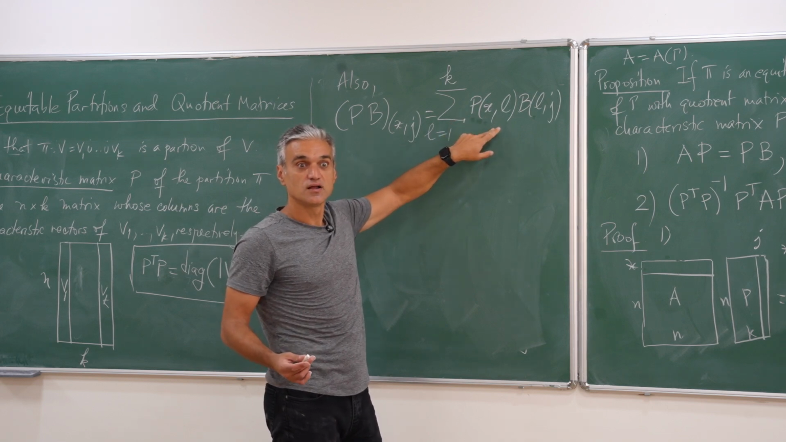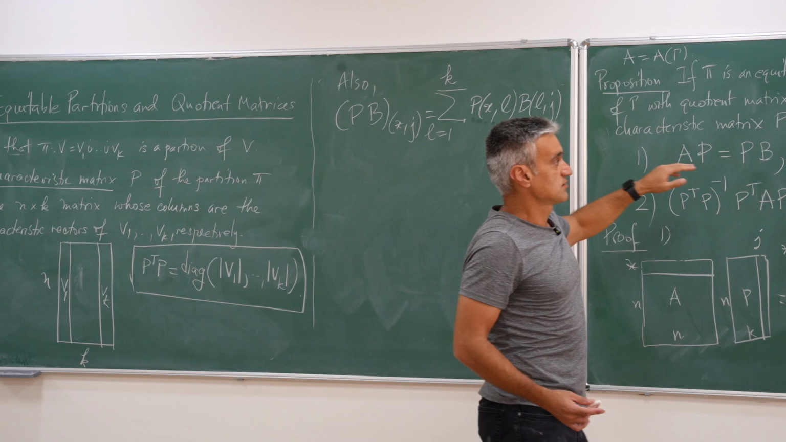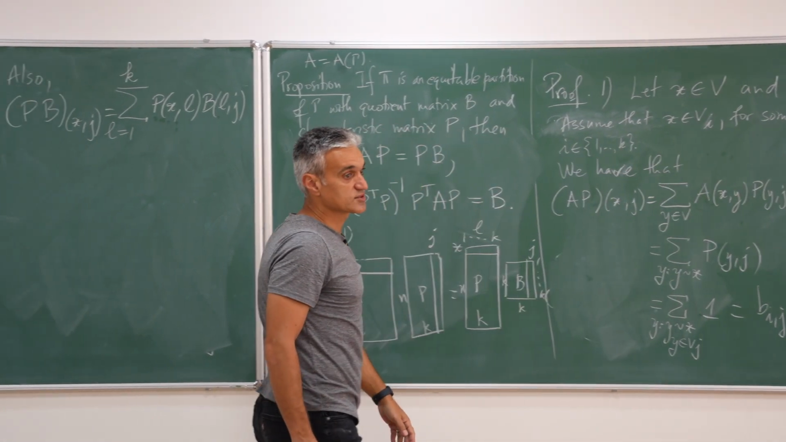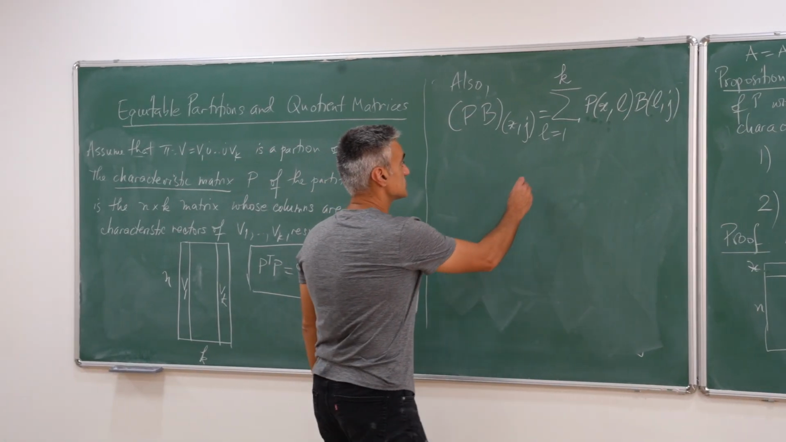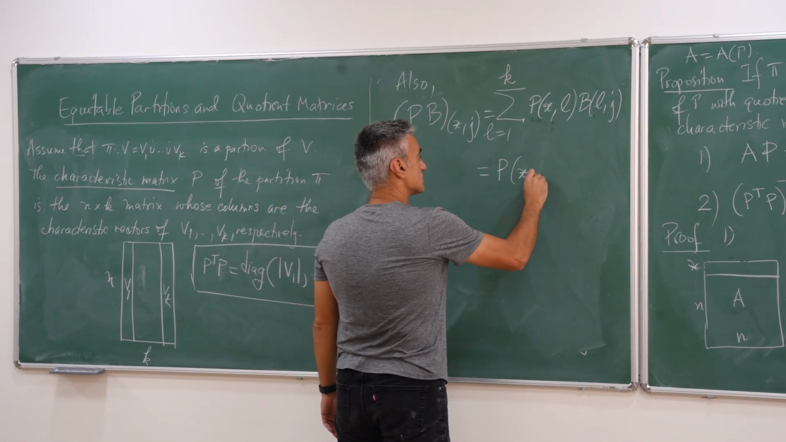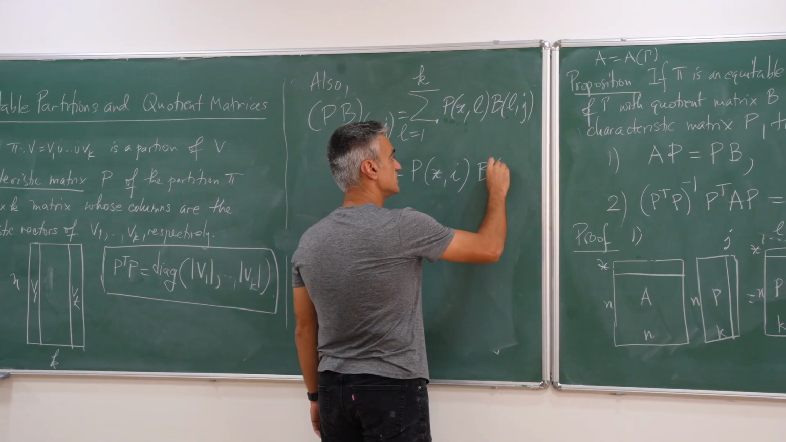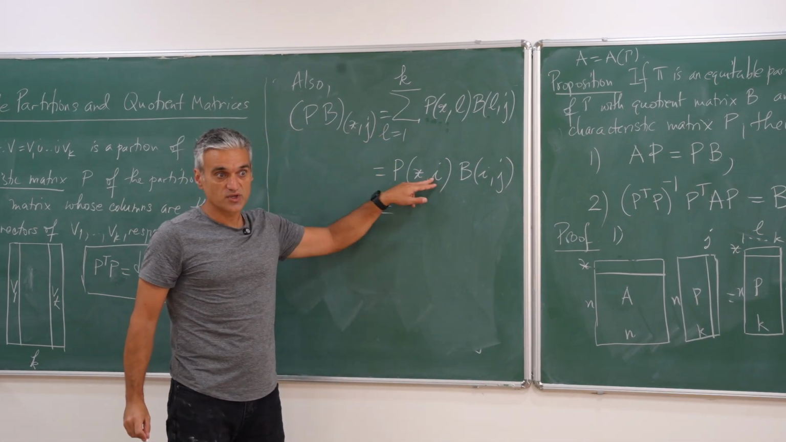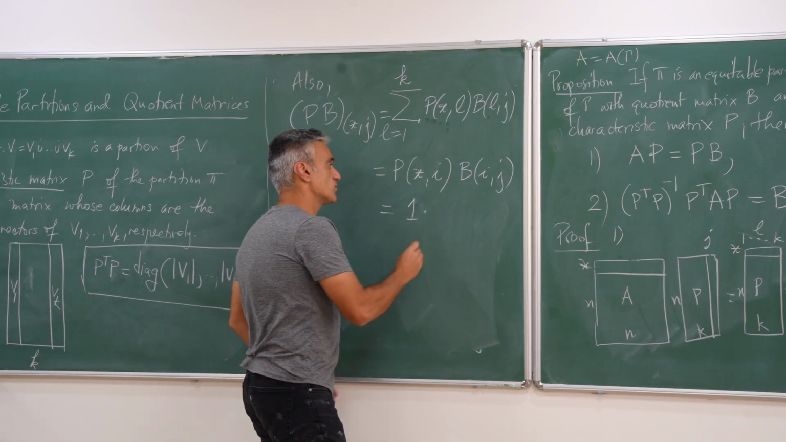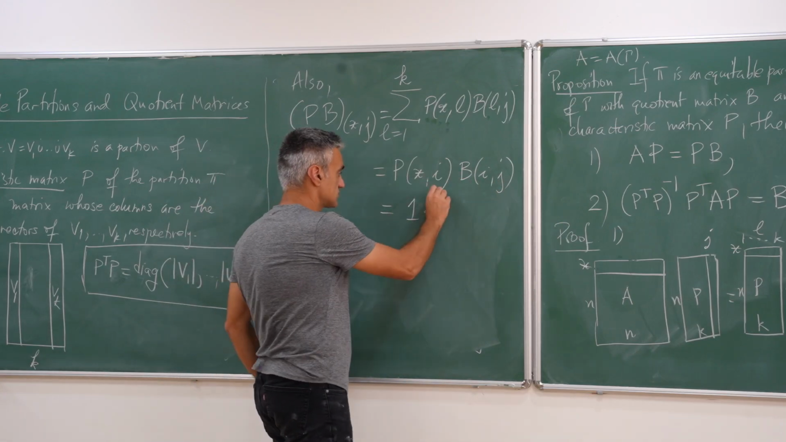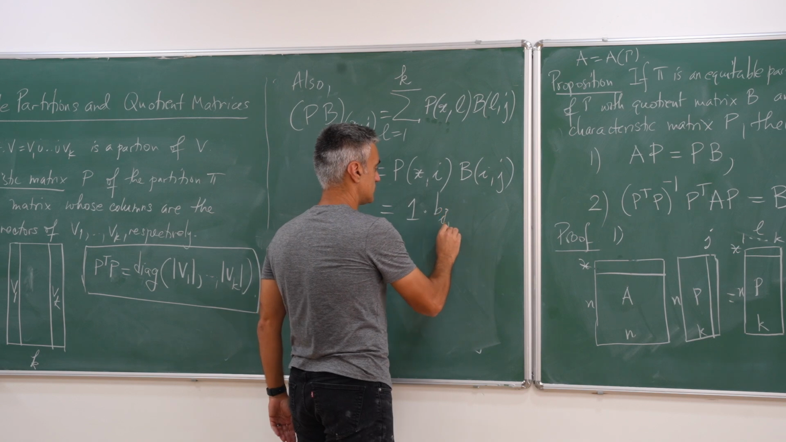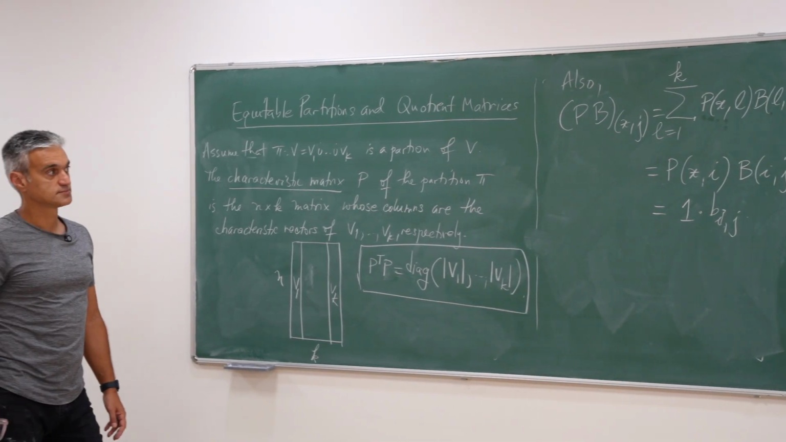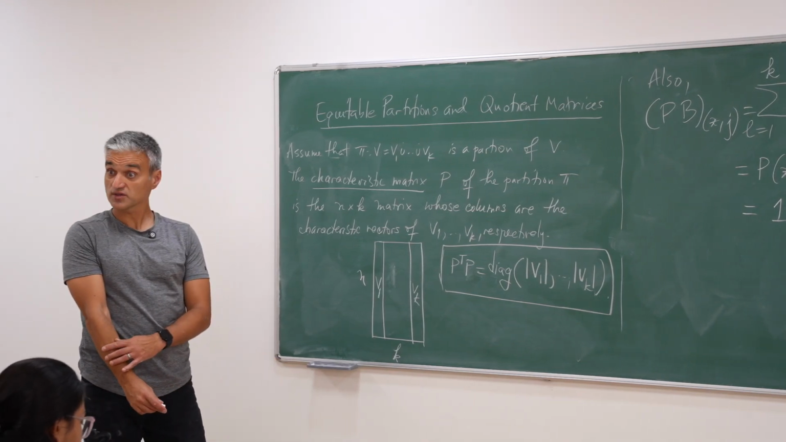When is this going to be 1? For which L? It's for the L where x belongs to, which we gave a name already, so that's going to be i. So this is going to be PXI times BIJ. What is PXI? X belongs to Vi, so that's going to be 1. And what is BIJ? BIJ. Okay? Very nice.